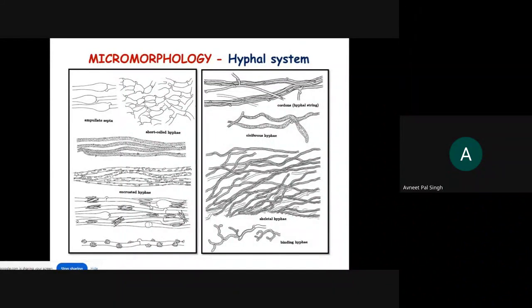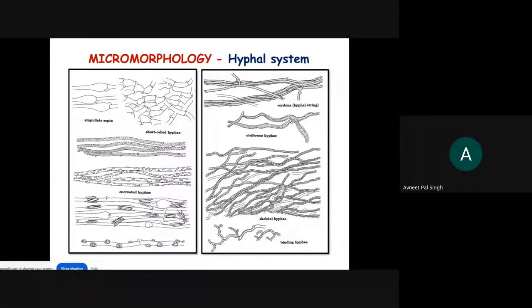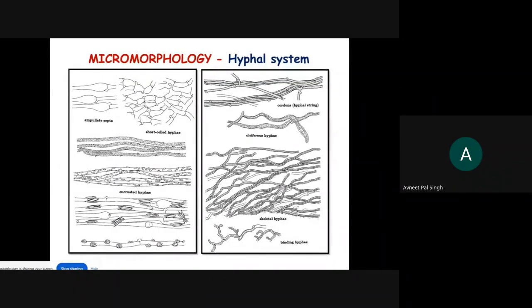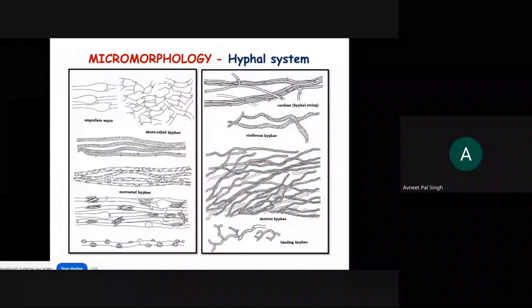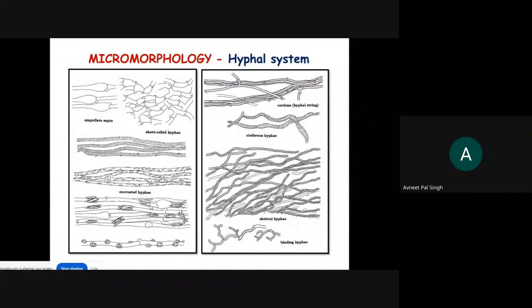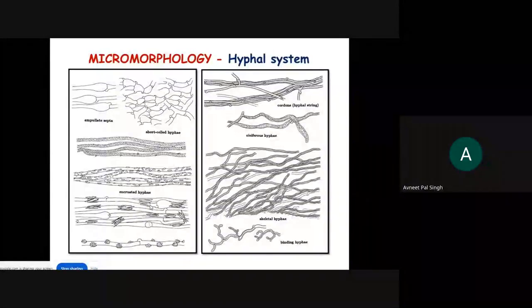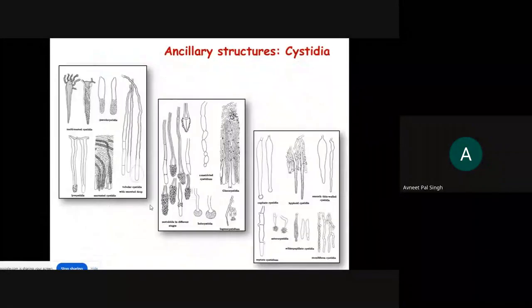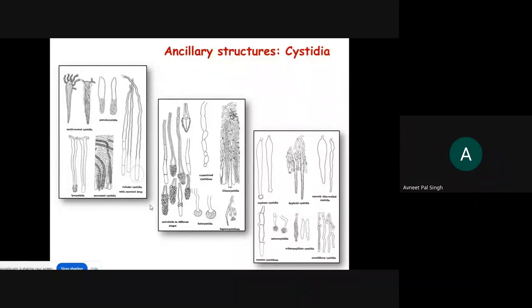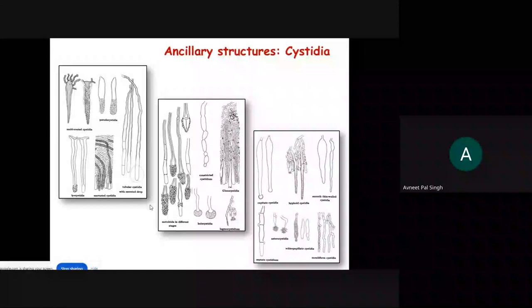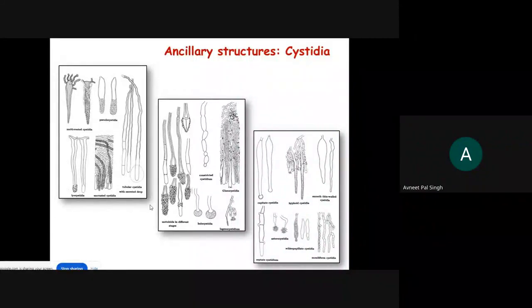So these are the additional characters which we need to look at, in addition to the type of hyphal system and the type of generative hyphae, whether clamped or non-clamped. Then we have to look for any sort of additional deposition present on these hyphae. In case of Basidiomycota, for facilitating the release of spores and for giving some sort of consistency to the fructification, some additional sterile structures are produced. These additional sterile structures are called cystidia.